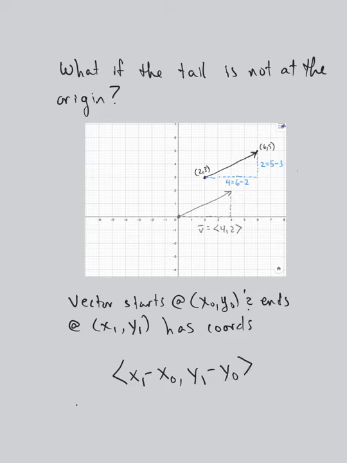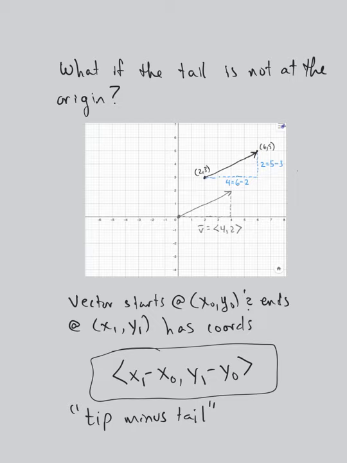Okay, and so people will use a phrase here to try to keep that in mind. They'll say the tip minus the tail. All right, just be careful. You got to remember that there's two coordinates there. But you know, some people that are visual just draw it out and then do it that way. But this is a nice formula to keep in mind. So you got to remember that, though.